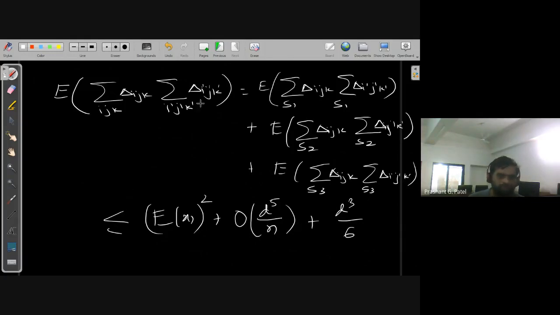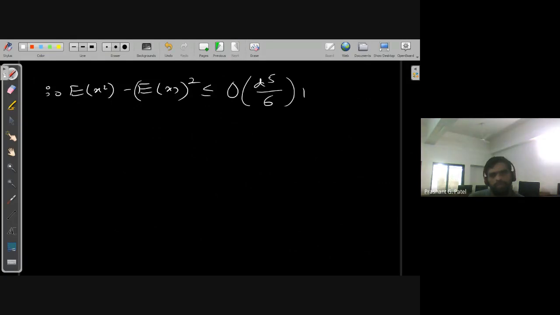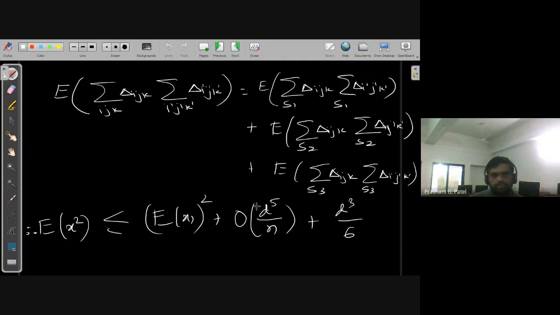And we know that on this side, it is nothing but E of x square. So therefore, we have this. If I take this quantity to the other side, that means if I subtract E of x square from both sides of this inequality, we have E of x square minus E of x whole square is less than or equal to, you just observe, big O of d raised to 5 by n plus d cube by 6.